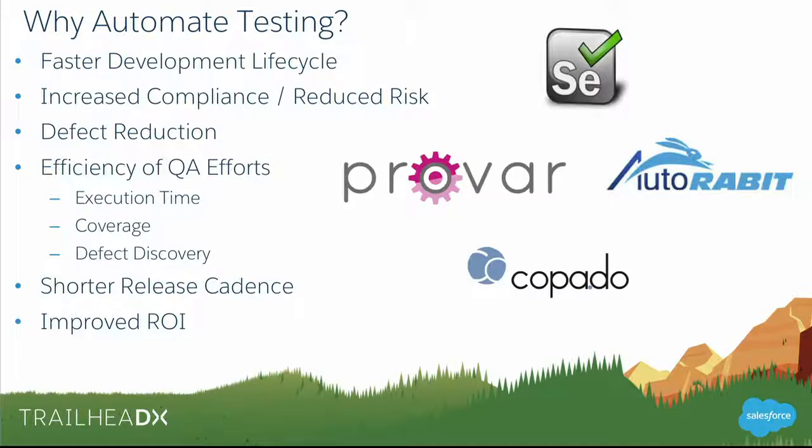Ultimately, organizations use it as a catapult to shorten that release cadence. Let's say you're releasing quarterly, you can go to monthly. You're releasing monthly, you can try to go every 2 weeks, every week, things like that.